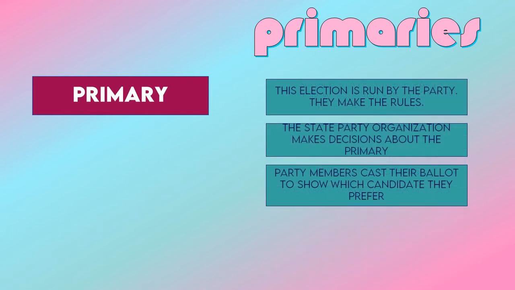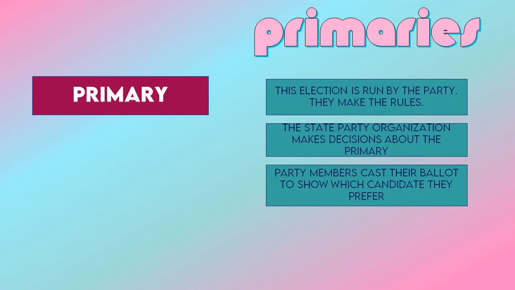Things to remember about a primary are that this election is controlled by the party. It's a party election, so they make the rules. We'll look at some different kinds. In some states, they can limit who votes. In other states, they want to make it as open to as many people as possible. But it's the party organization that's going to make decisions about the primary. In each state, the state's party organization will make those decisions.